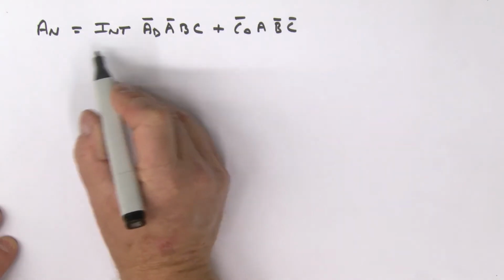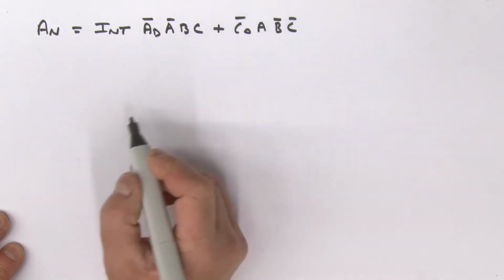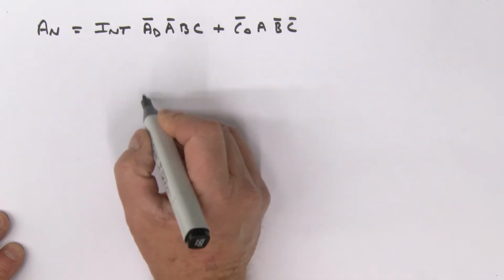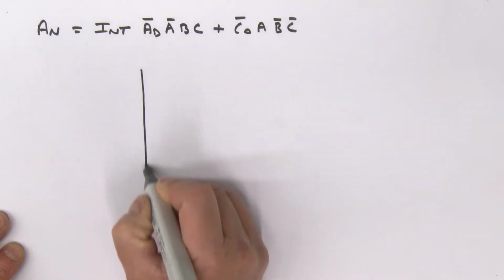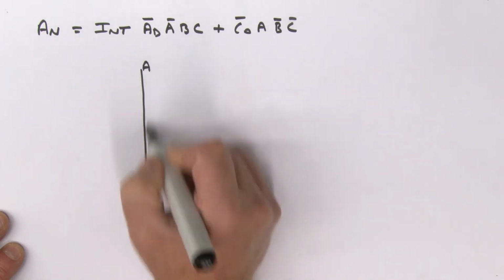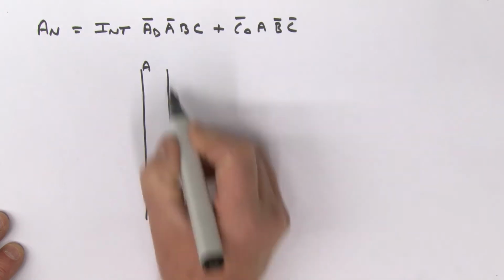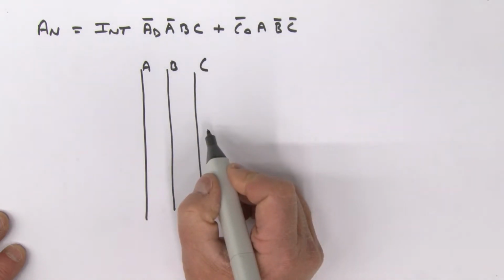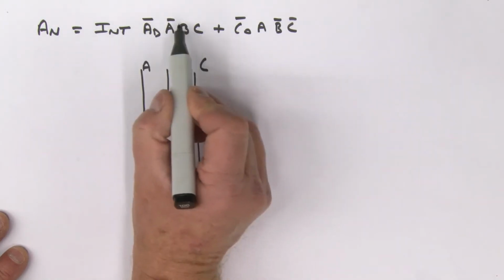Okay, let's have a look at how we'll implement AN. All right, so let me just draw this in a simple way. Let's suppose we have a wire for A, B, C. All right, let's see if we can implement this first product term.